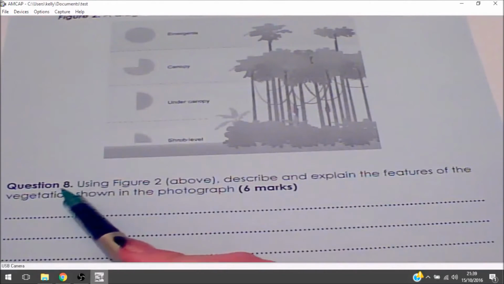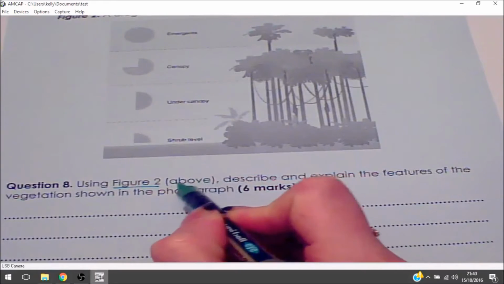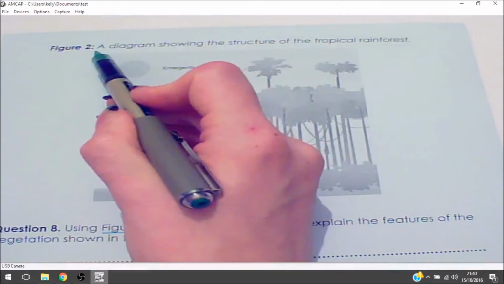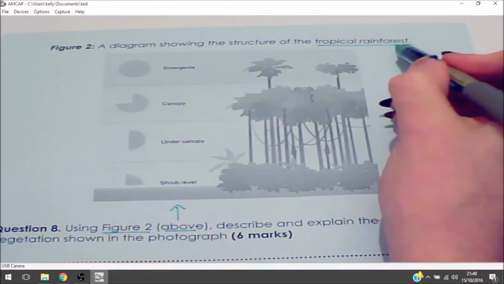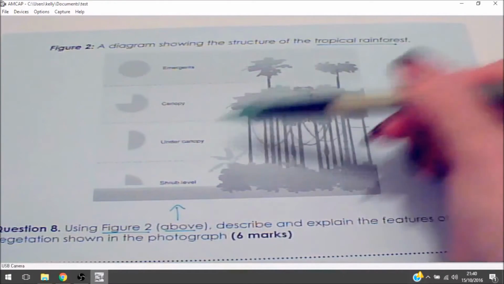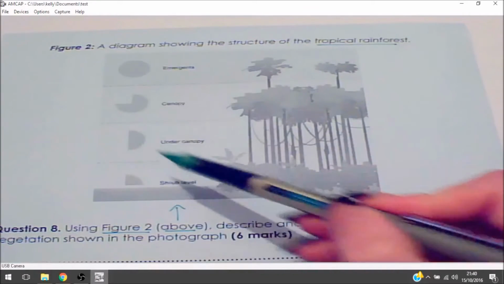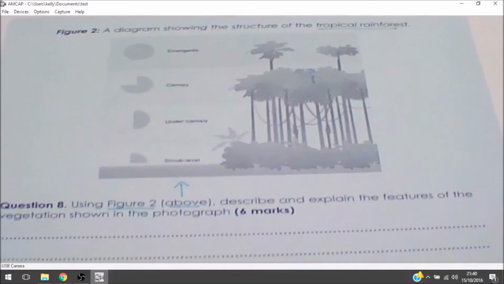So, question 8 is asking us to use figure 2. Figure 2 is above us. So if we look above us, we've got this figure, figure 2. Now figure 2 is a diagram showing the structure of the tropical rainforest. So we can see here we've got different trees and different layers of the rainforest. So we must refer to this when we are talking about the layers of the rainforest. That's what the question wants.